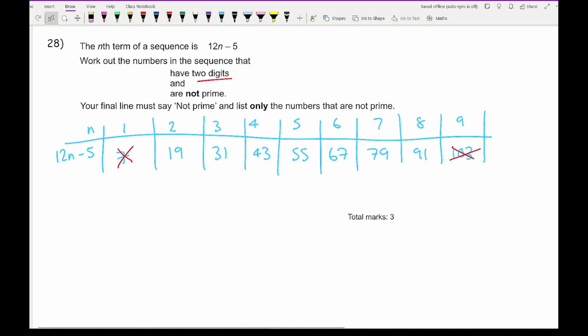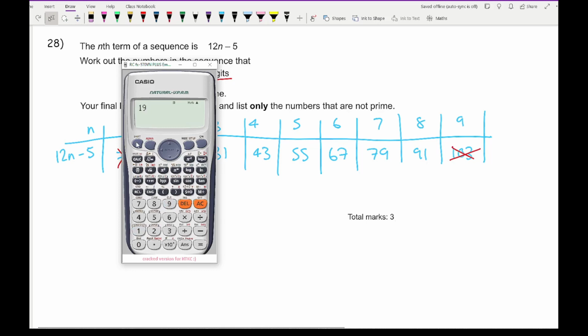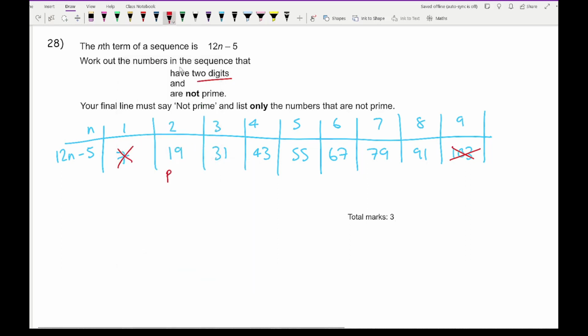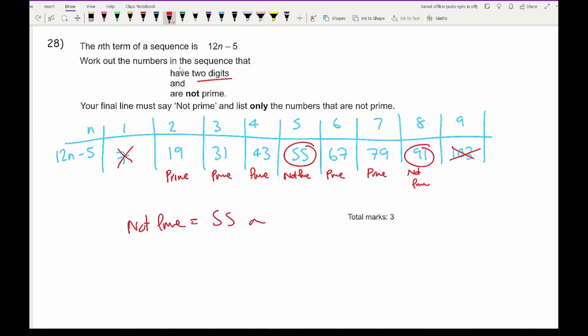So again, if I get my calculator, type in 19, press equals, press shift and the factorize button. If it doesn't change, then it's prime. And what you should do, if you repeat that, then this is prime, 31 is prime, 43 is prime, 55 is not prime. Just put a little circle around that. 67 is prime, 79 is prime, and 91 is not prime. So the two numbers that aren't prime, so not prime, are going to be 55 and 91. So let me just mark that.